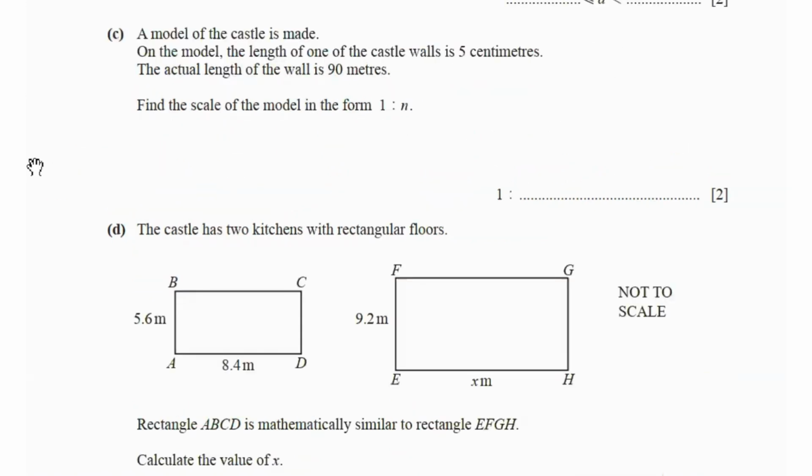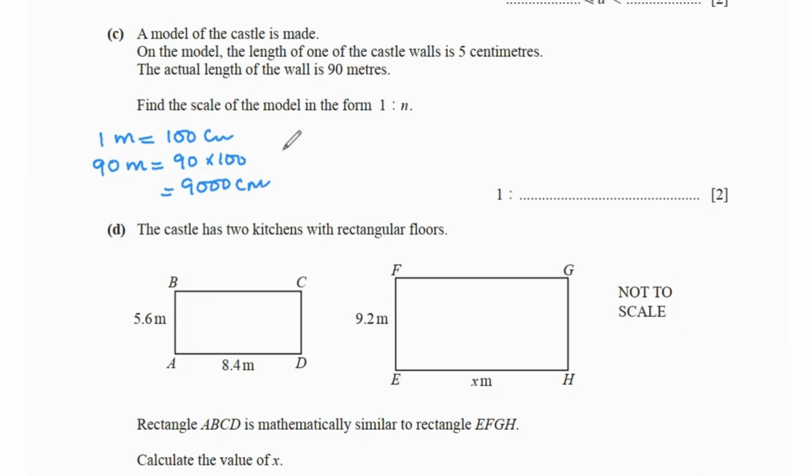Part C says a model of the castle is made. On the model, the length of the castle walls is 5 centimeters. The actual length of the wall is 90 meters. Find the scale of the model in the form of 1:n. For this, we know that 1 meter is 100 centimeters, so let's convert the 90 meters into centimeters. That's 90 times 100, and that's 9,000 centimeters. Next, we're going to divide this 9,000 centimeters by 5.